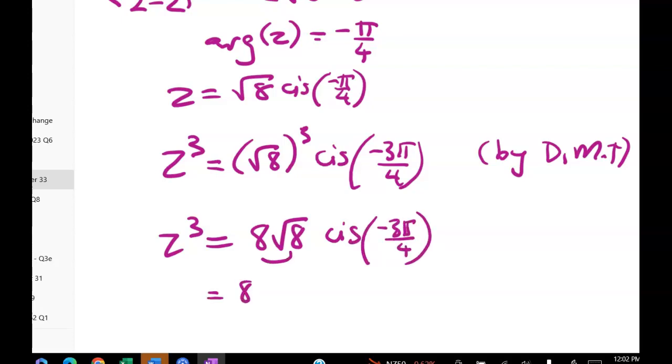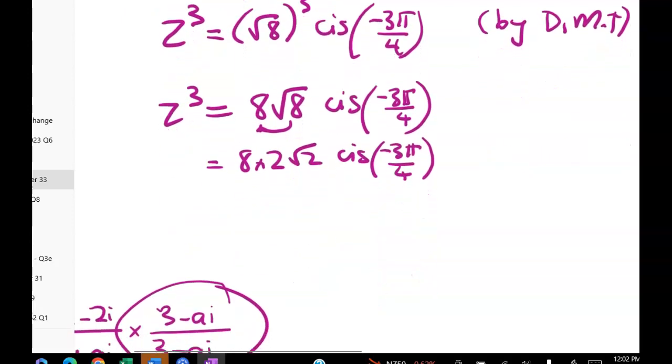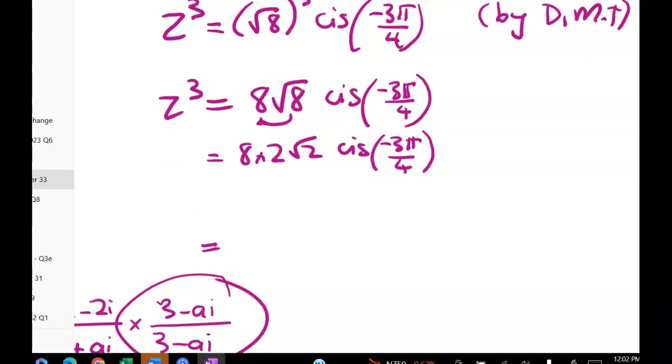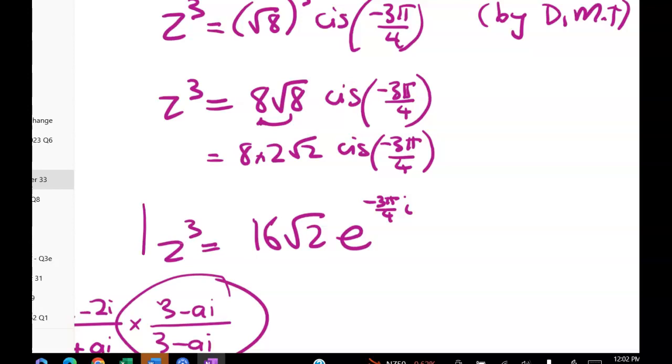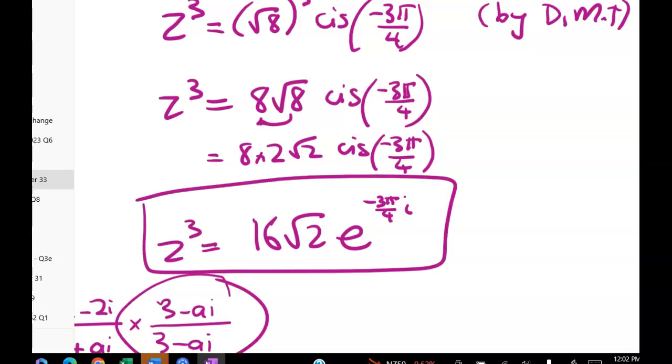So pulling out the 2 from in there, we get this. So z cubed works out to be that in polar form, which means that in exponential form, it's going to be 16 root 2 e to the negative 3 pi on 4i. Okay, so that's the final 3 marks for that question.